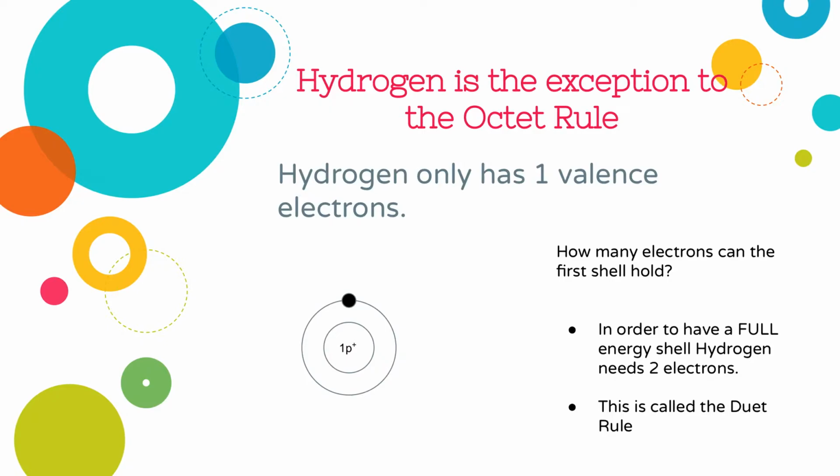And if you remember, hydrogen is the exception to the octet rule. Hydrogen only has 1 valence electron, so in order for hydrogen to have a complete energy shell, it only needs 2 electrons. The same for helium. Helium only needs 2 electrons to be full. It's called the duet rule, and it's only for hydrogen and helium. Okay?